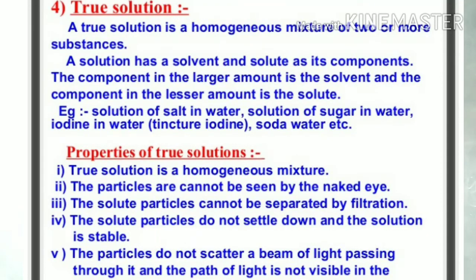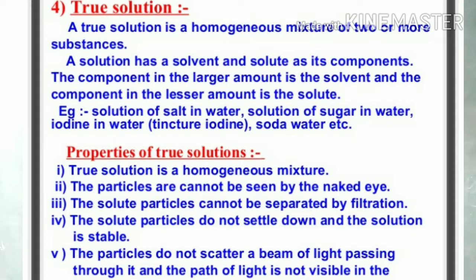Now, let us understand the concept of true solution. What is meant by true solution? A true solution is a homogeneous mixture of two or more substances. So here a solution has two parts. One is solvent, the other one is solute. The component in the larger amount is the solvent and the component in the lesser amount is the solute. For example, when I am having water and salt, the solvent is water and the solute is salt. Examples of true solution: solution of salt in water, solution of sugar in water and iodine in water.